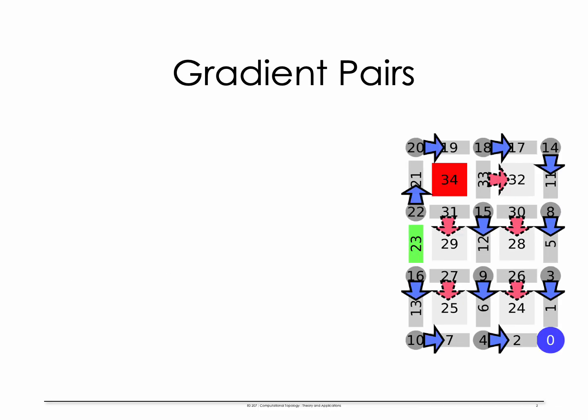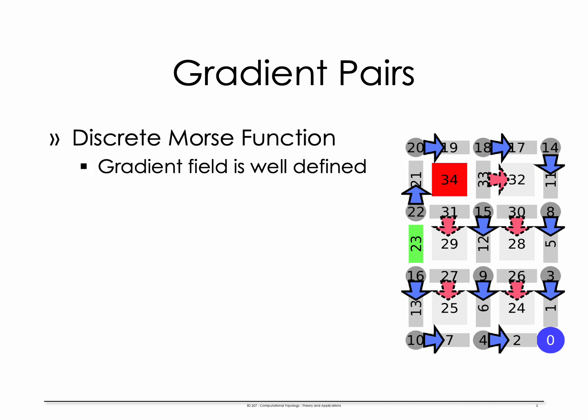Central to the algorithm is the design of the discrete Morse function or gradient pairs. These two are equivalent notions. Given a discrete Morse function, the gradient field is well defined and unique. The converse is also true.